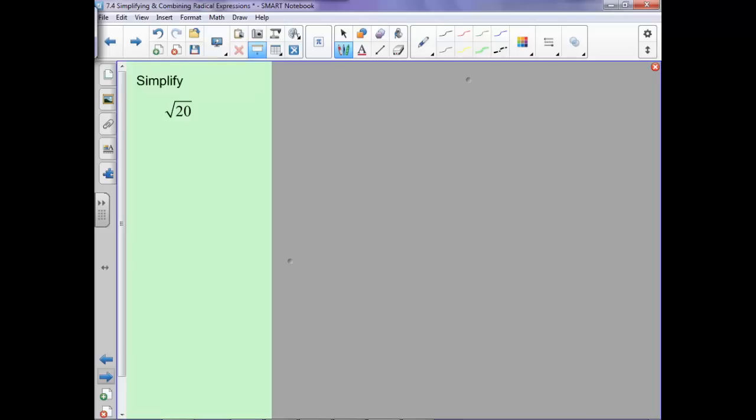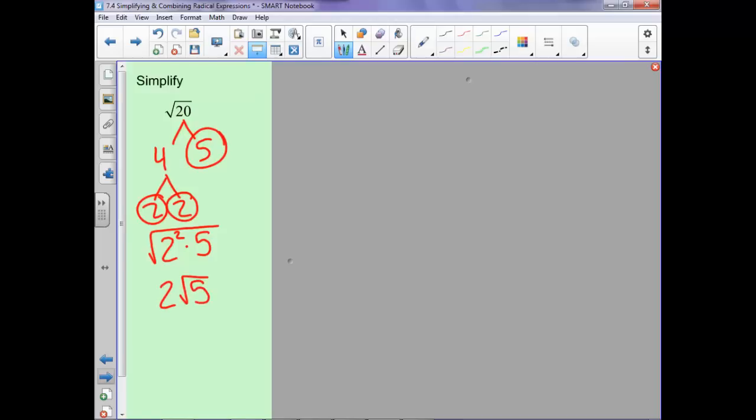Now, we sometimes will have roots that don't come out nice and even. There is no nice integer that when we square it we'll get 20. So what we can do is use a factor tree to break this down. So the square root of 20 is the same thing as the square root of 2 squared times 5, because we have this 2 and the 5. Well, the square root of 2 squared is 2, and then we can just leave the square root of 5.